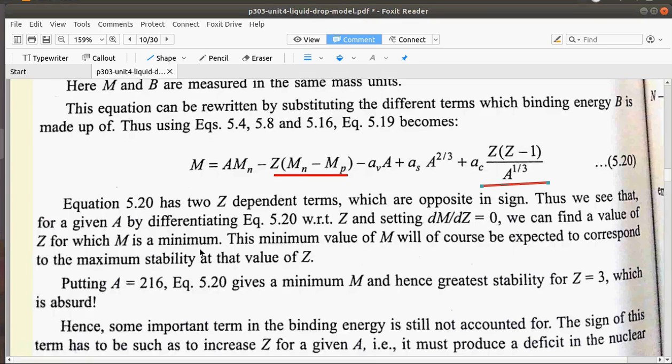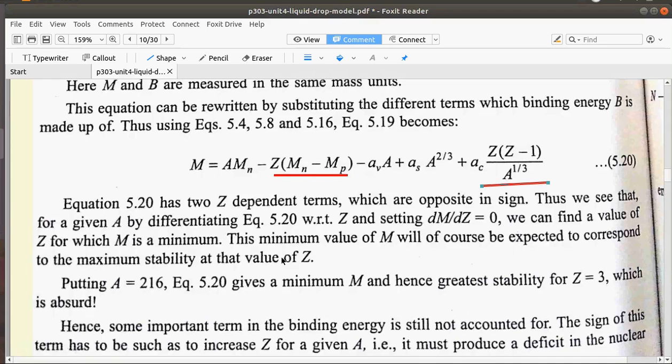What we are trying to do is differentiate. This is just an equation, so if you plot a graph of M versus Z, you will get a graph. Without plotting the graph, we are trying to find the minimum value of M for a given A. That is simple. You just differentiate M with respect to Z and put it equal to 0. Zero means the lowest point or the highest, maxima or minima.